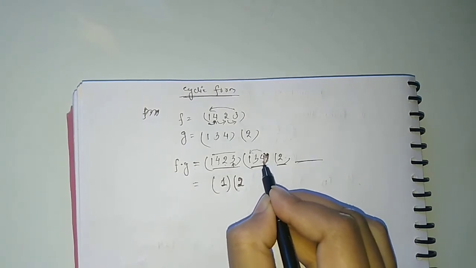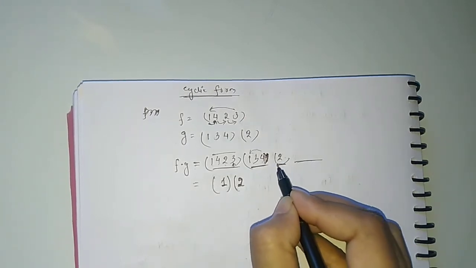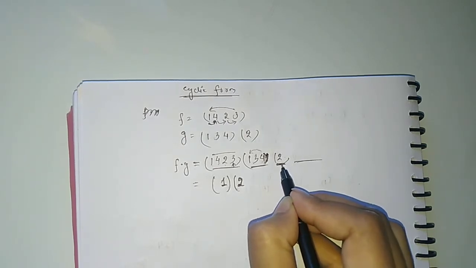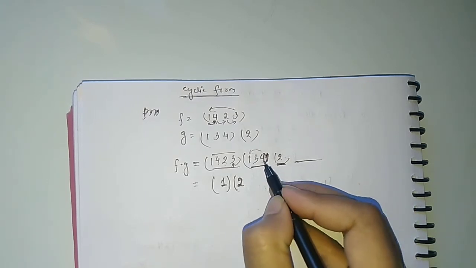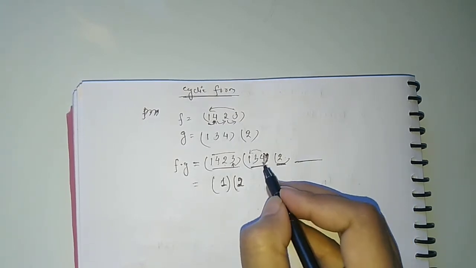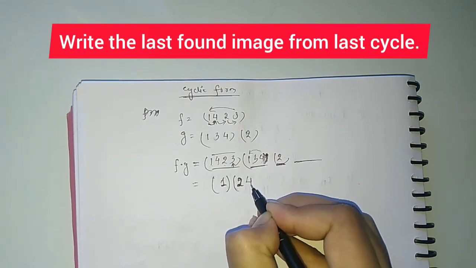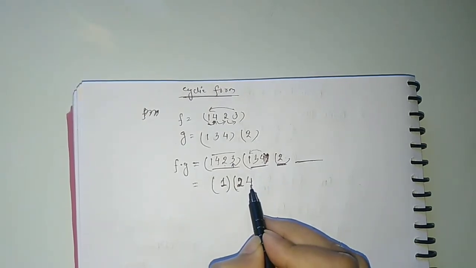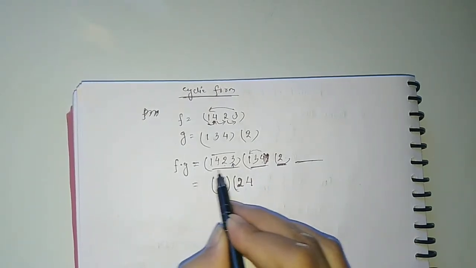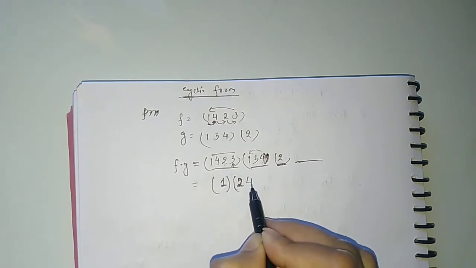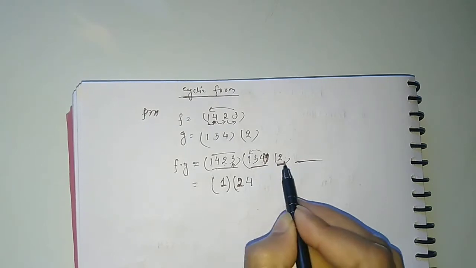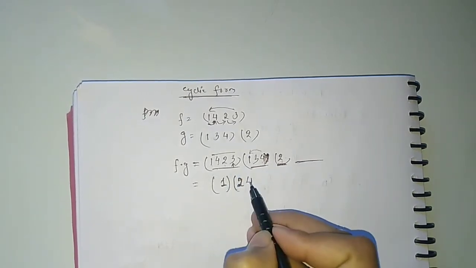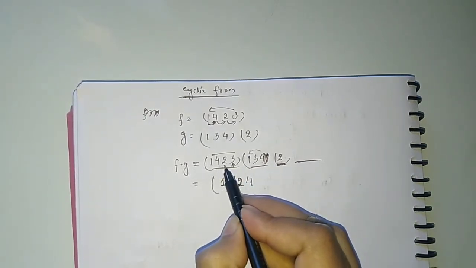Now taking 4, jump to this next cycle here, and here image of 4 is 4, and this is the last cycle, so we have to write that element, that is 4. Write here 4. Now taking this element 4, again repeat this same process, that is we have to find image of 4 from the first cycle, then next and then write.